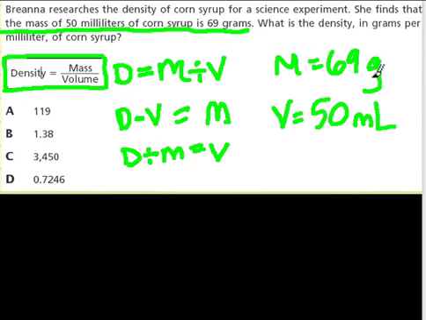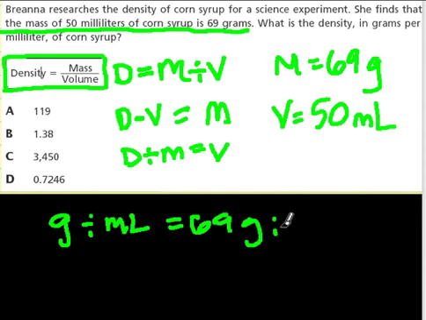We want to know what is the density in grams per milliliter of corn syrup. So they're even telling us it's grams per milliliter. That's another way of saying grams divided by milliliter. So here we take 69 grams divided by 50 milliliters. Now here's a part 1 question. We don't have a calculator, but before we do this, let's look at our choices.